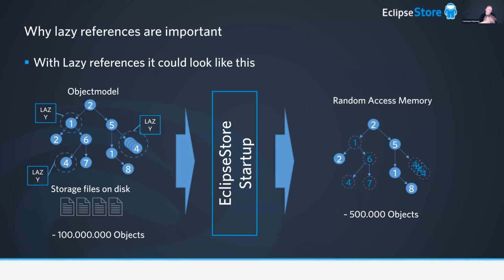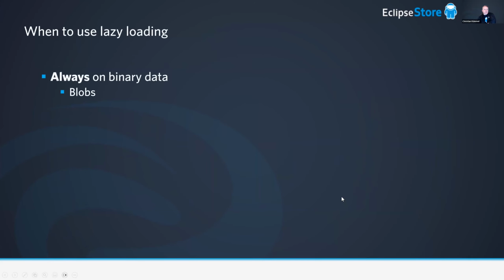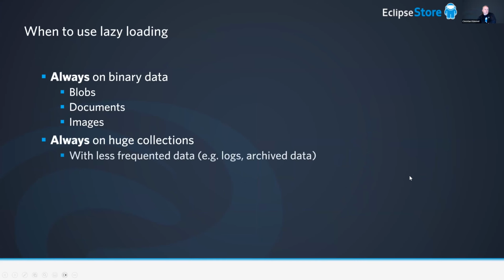Okay, but back to lazy loading. As I explained, the lazy nodes stay on the hard disk. Yeah, that's important. Just to summarize that a little bit, when to use lazy loading: always on blobs, documents, images, and so on. Always on huge collections. So as I said, logs and archive data and stuff like that. This is the special point with less frequented data.